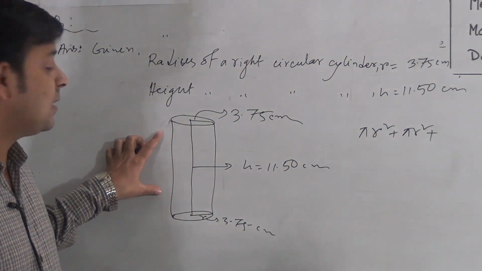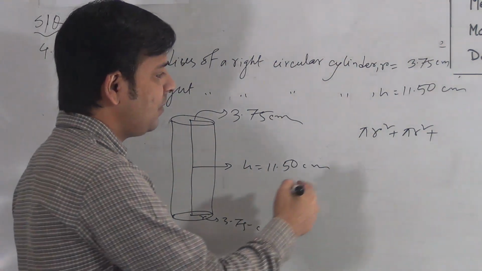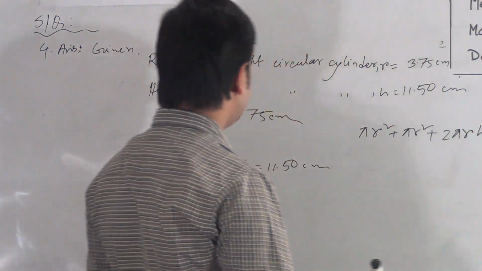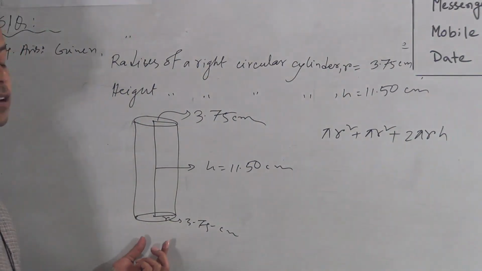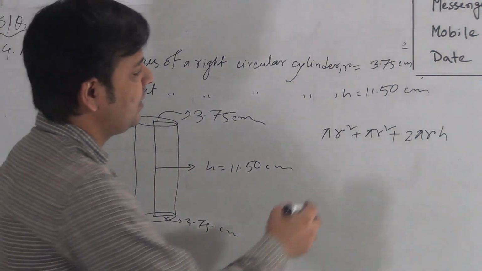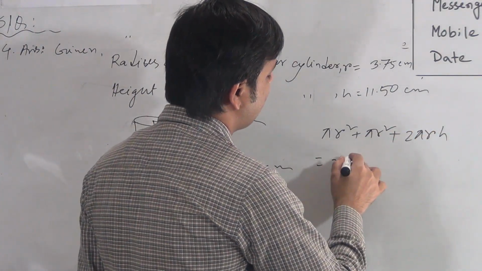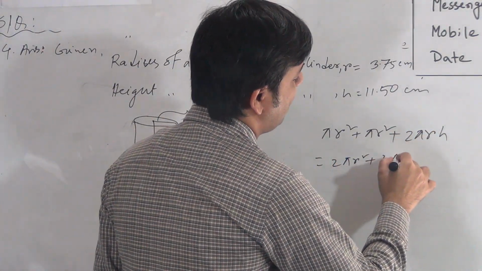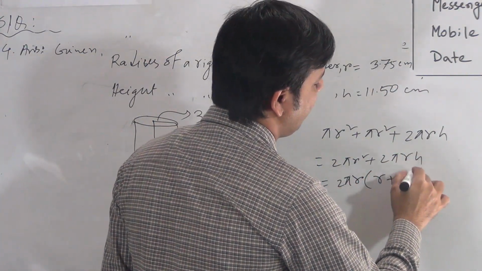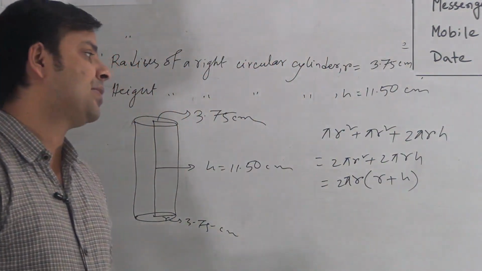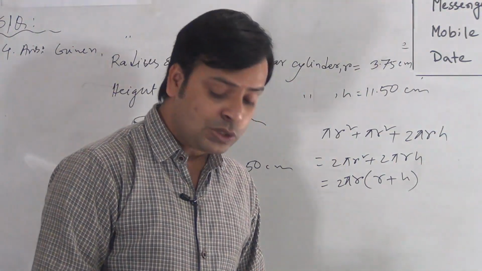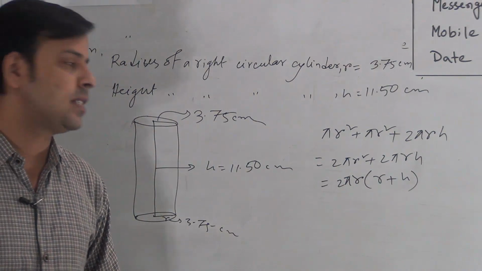And this is the curved surface. Its area, if the height is h, will be 2 pi r h, as the perimeter of a circle is 2 pi r when the radius is r, and the height is h. So from this we can write 2 pi r square plus 2 pi r h. Now if we take 2 pi r as common, we will get 2 pi r into r plus h. So this is the formula of determining total surface area of a right circular cylinder.